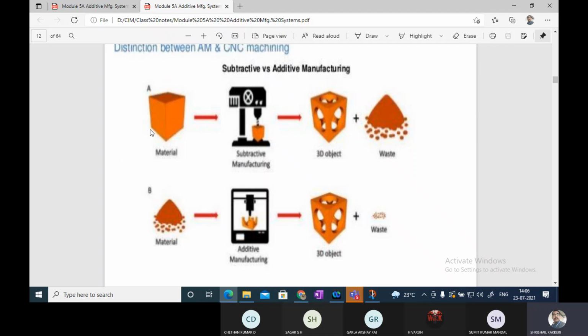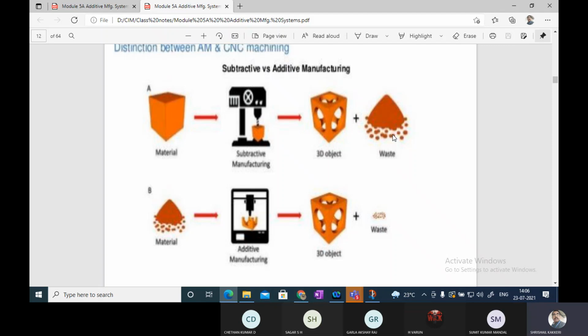In our normal machining process, we take the raw material and put it into a machine, maybe drilling or milling or whatever the operation is, to produce the 3D object. Along with this we also get waste, scrap. In this other case, with a little amount of material we use the additive manufacturing technique to build the model, and the wastage we get is very, very small, which cannot be compared with the subtractive method. Correct? This is one important difference between additive manufacturing and normal machining processes.